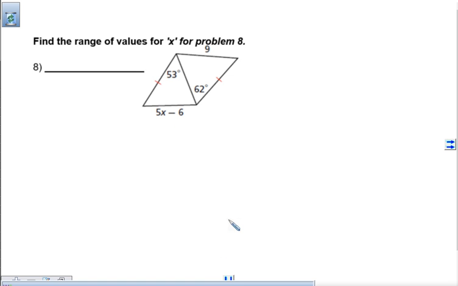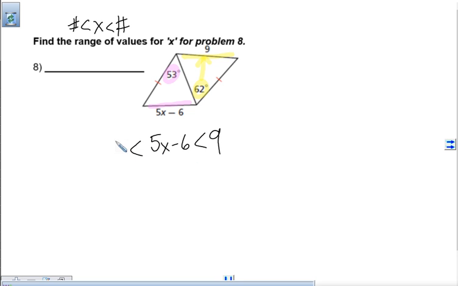And our last one, again, we want a range of possible values. So again, that's a number is less than your variable, which is less than your highest number. And we need to look at what we have. And we have 53 is across from 5x minus 6, and 62 is across from 9. 62 is the larger angle, which means 9 is the larger side. That means we put 5x minus 6 is less than 9.